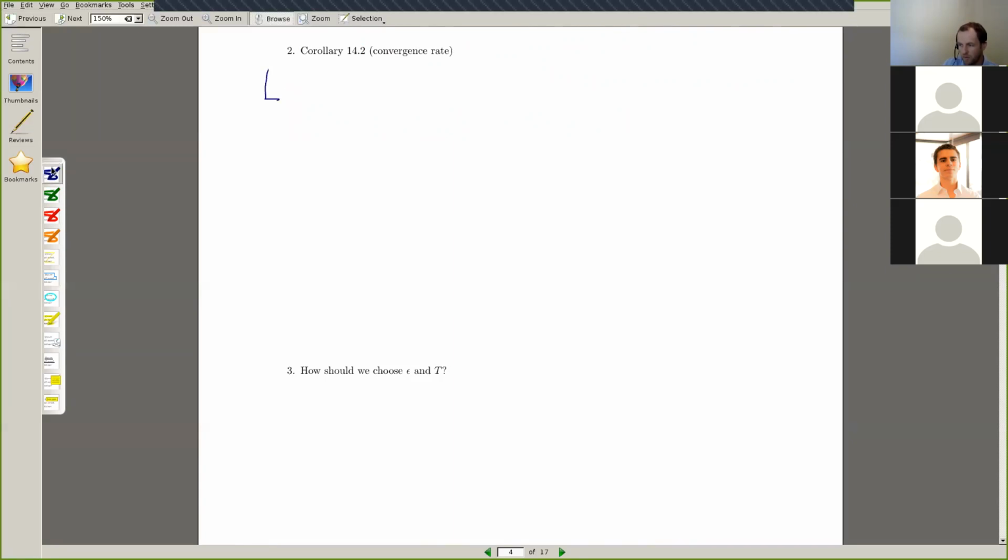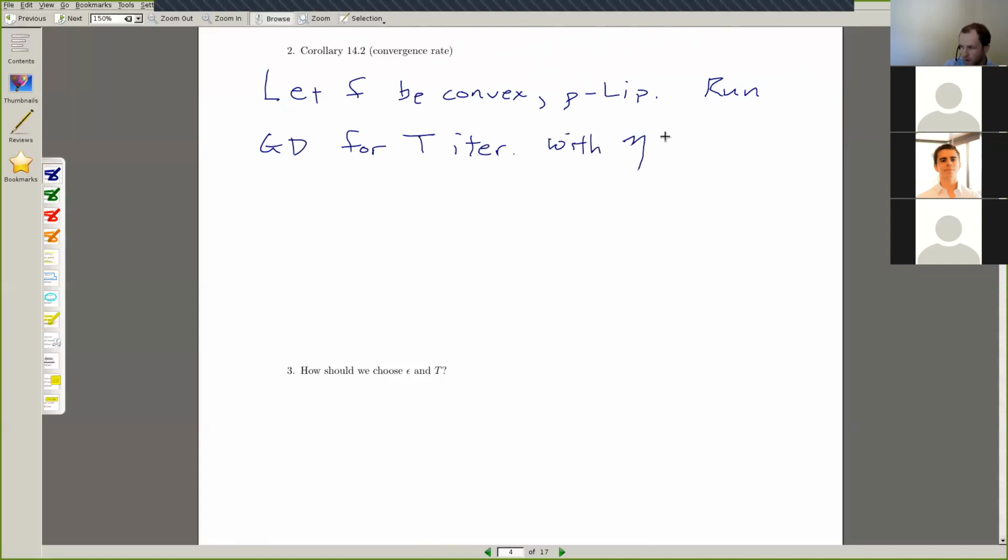But what this says is if we let F be convex and rho Lipschitz, and then run gradient descent, so GD for gradient descent, for T iterations with eta equals B squared divided by rho squared T. And so I'll talk about this more in a second after I've written everything down.